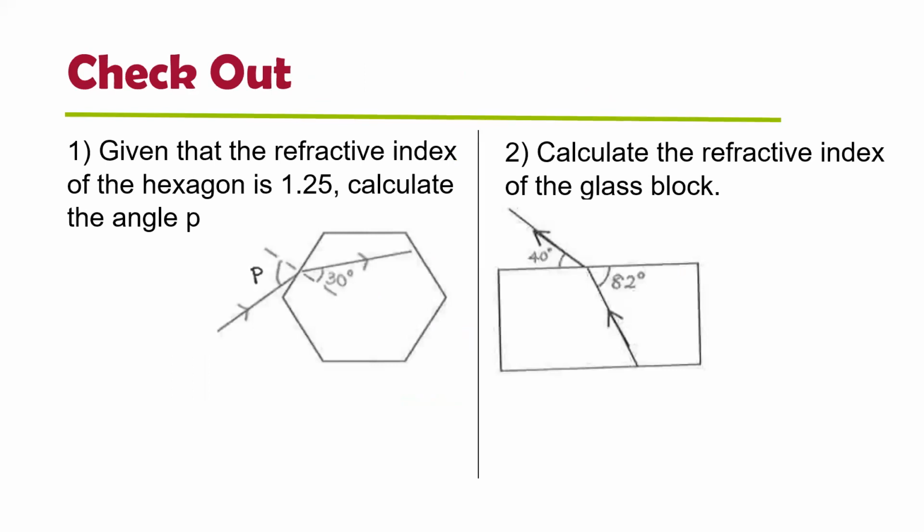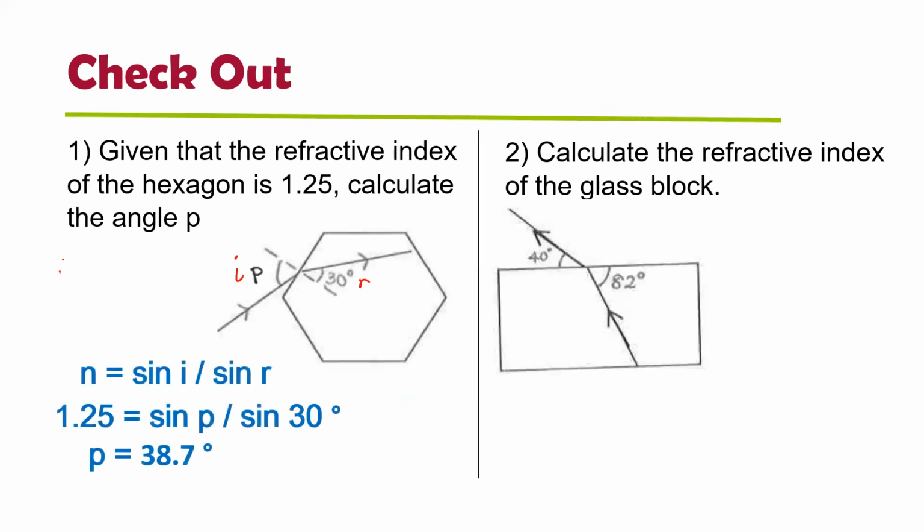The next few examples are a good chance for you to practice your formula. You have this angle P as your angle of incidence, and this 30 degrees is your angle of refraction. You want to calculate the angle P given the refractive index. You should be able to get n equals sine I over sine R, because I is the angle in the air or vacuum over the angle in the medium. Substituting in the formula, 1.25 equals sine P over sine 30. Solving for P, I should get 38.7.